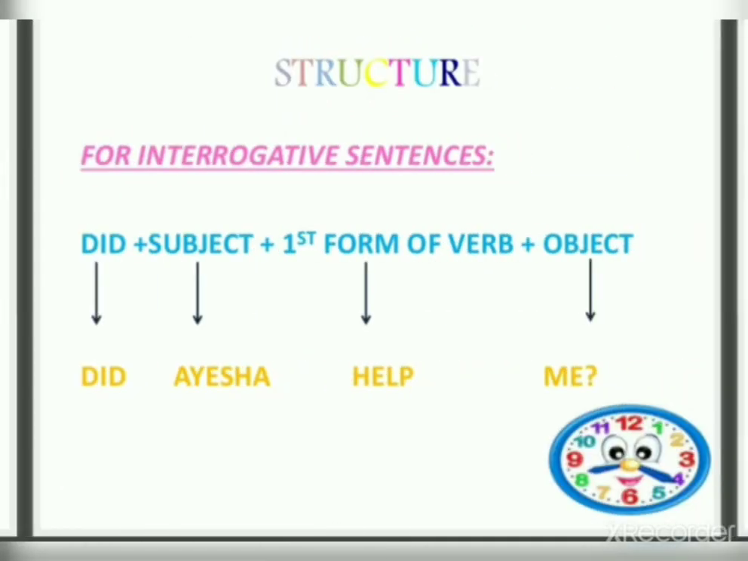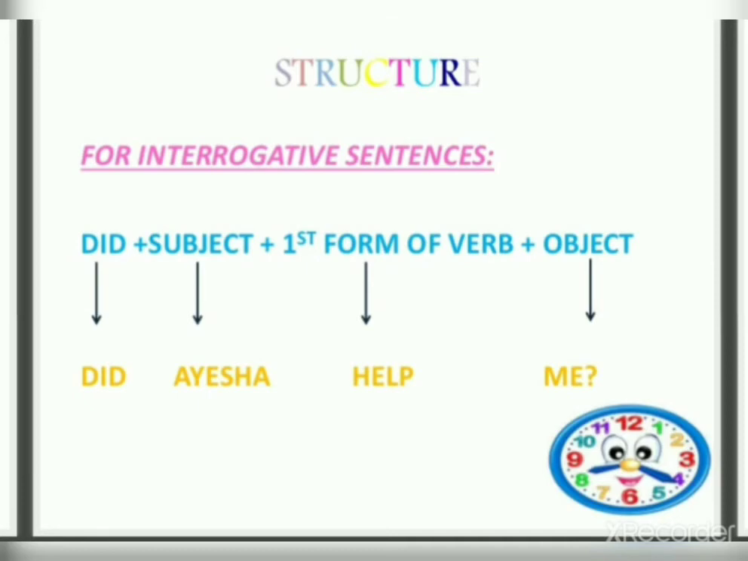Then interrogative sentences. What do you think? What is an interrogative sentence? Yes, interrogative sentences are used to ask questions. There are different ways to make a question. The easiest and simplest way is by using a helping verb. So whenever we need an interrogative sentence of simple past tense, how do we make these sentences?